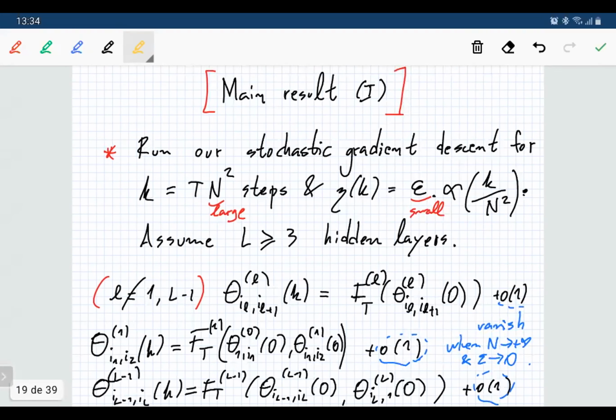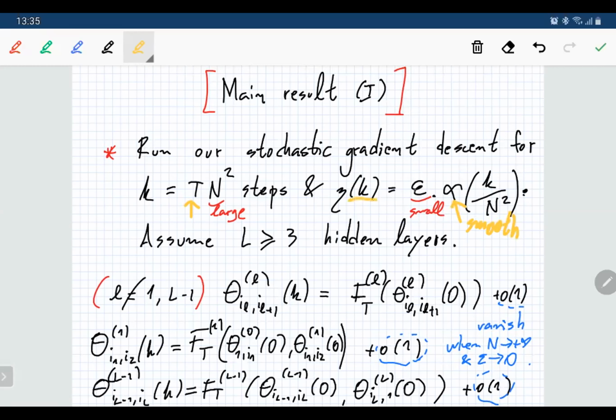And here's the main result, at least the first version of it. Suppose you run gradient descent for k, which is a multiple of n squared steps. Remember that n is a very large number, so this is large. So t is a constant here. And you have this step size, which is going to change in a way that depends only, well, this should be a smooth function. In general, all functions, all the activation functions, everything should be smooth. This should be smooth as well.